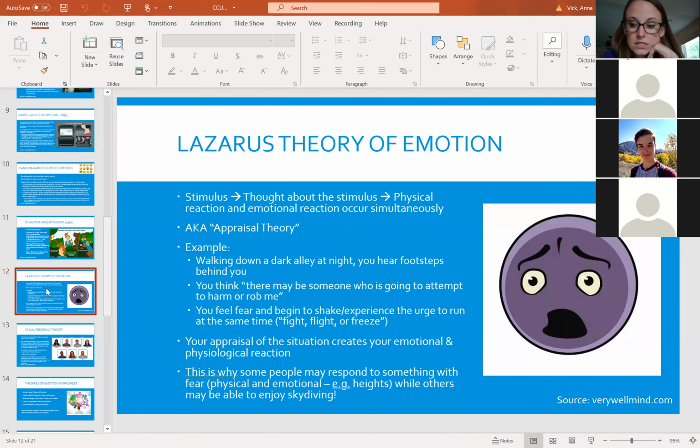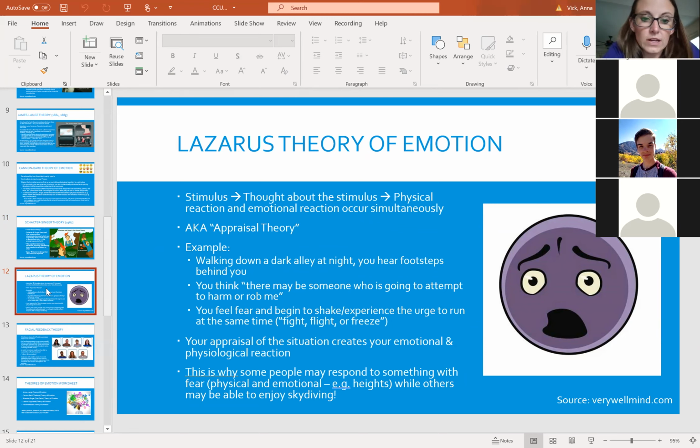One of the last theories to think about as we wrap up today is the Lazarus Theory. You might like this one too. And I want you to think about which rings the most true for you this week, okay, as you encounter different stimuli and encounter emotions. So the Lazarus Theory is that when we encounter something, we have a thought about it, and then immediately our physical reaction and our emotional reactions occur at the same time.